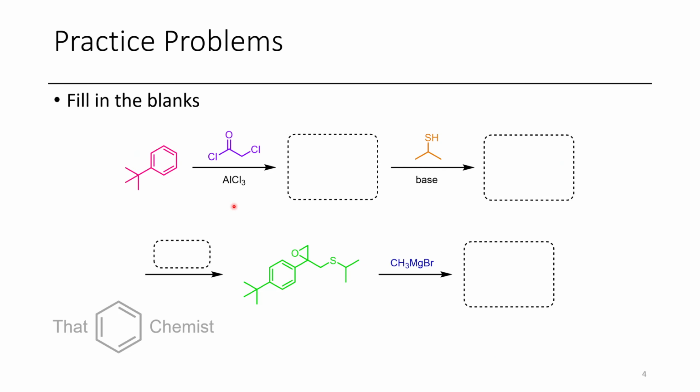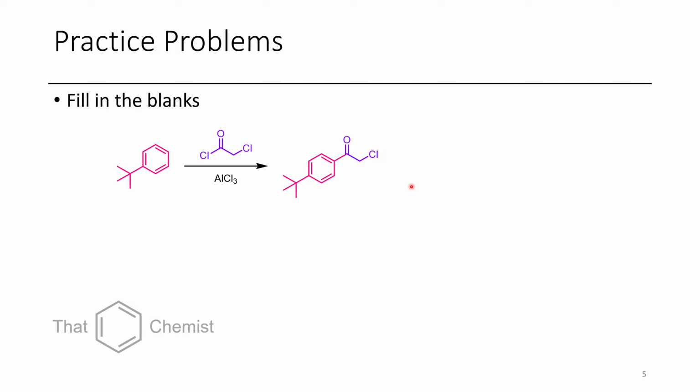In the next problem, I wanted you to fill in the blanks. And so initially we start with this acetyl chloride derivative, which will react with this. And so first what we get is this 2-chloroacetophenone product. We only get para selectivity as this is a bulky group, and in general, electron donating groups tend to prefer para selectivity.